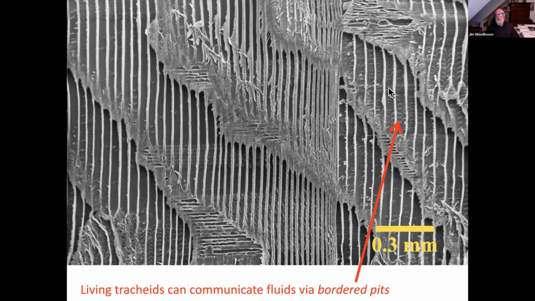They need to be able to communicate fluids. So they have these little things that look like donuts or bagels here. They're called bordered pits, and those are little pores that link the tracheid to the one next door. At least they link them when the tree is living. When the tree dies and then the wood dries out, each of these bordered pits has a little valve in it, which usually welds itself shut against one face or the other.